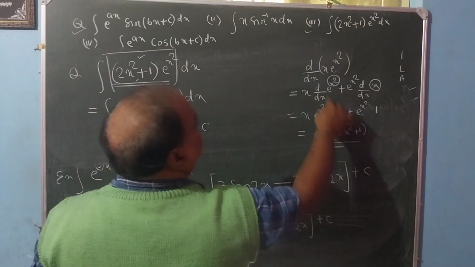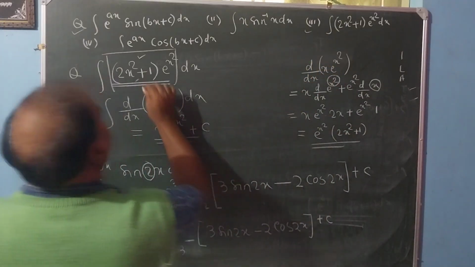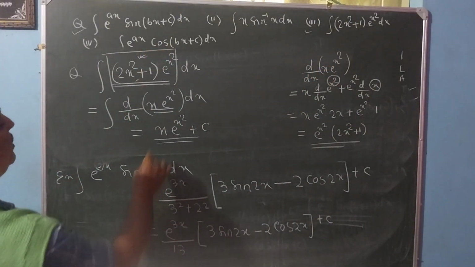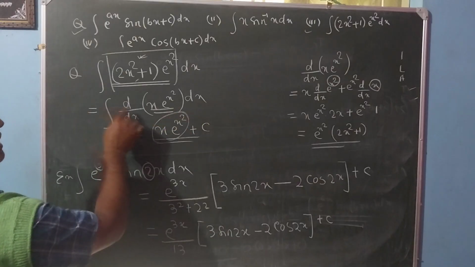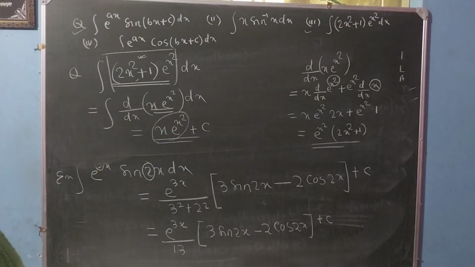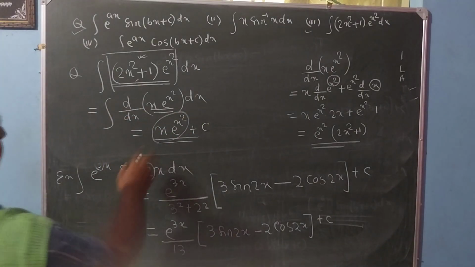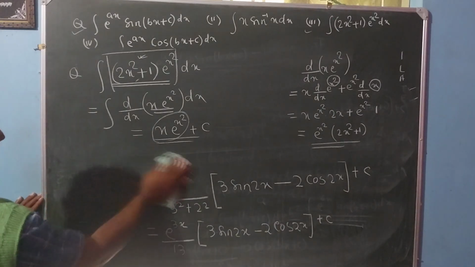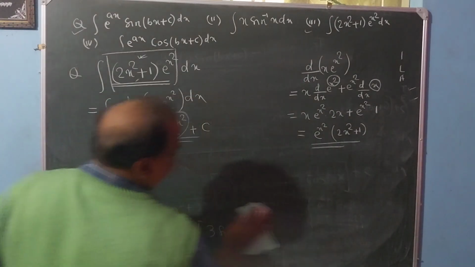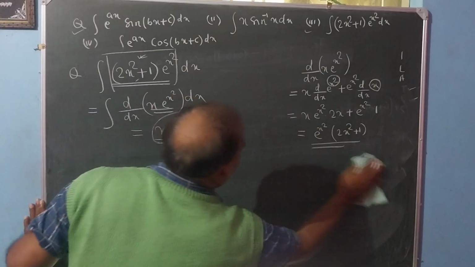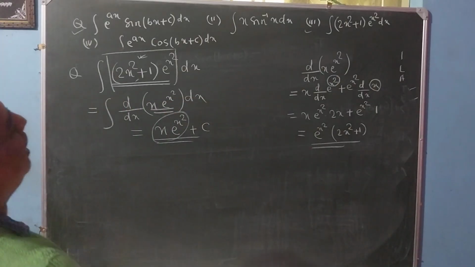Okay, so the derivative of this is here. So the function is like this. Derivative and integration neutralize each other. We get the answer like this. Very special problem, so you have to remember. Next, write down another question.